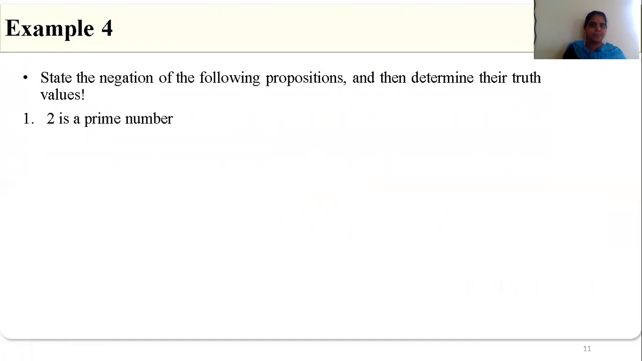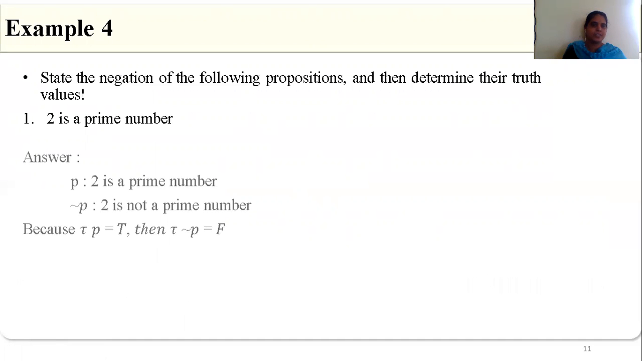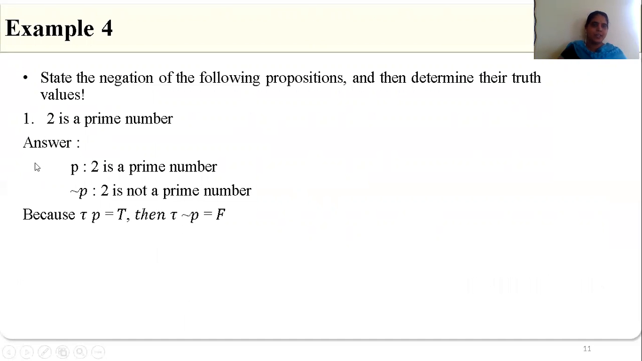Let's consider an example. Negate the following propositions. So here 2 is a prime number, that is a basic proposition, that is P. 2 is a prime number. Negation of P is 2 is not a prime number. The truth value of P is true, yes, 2 is a prime number, but negation of P is false.